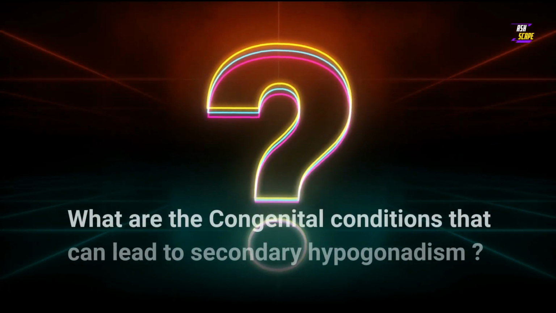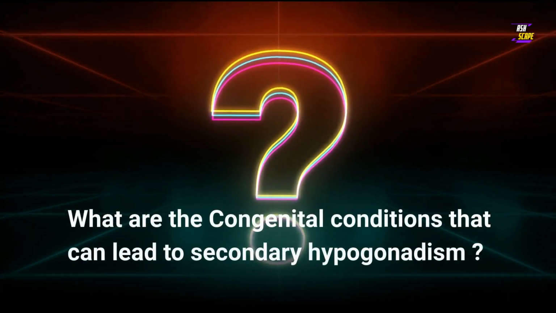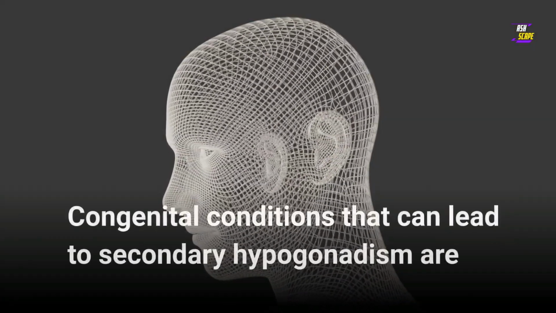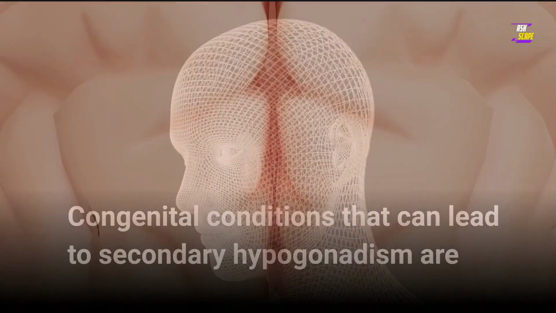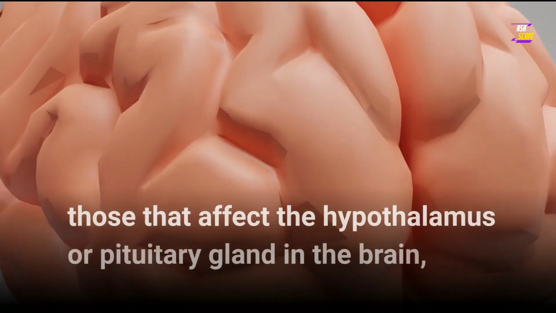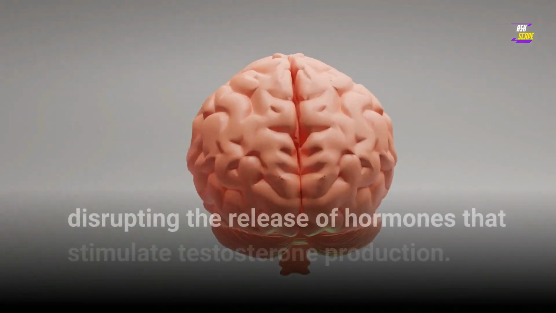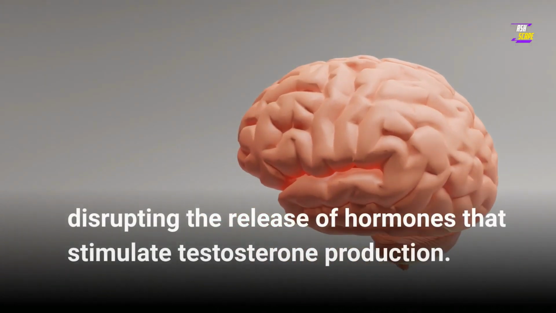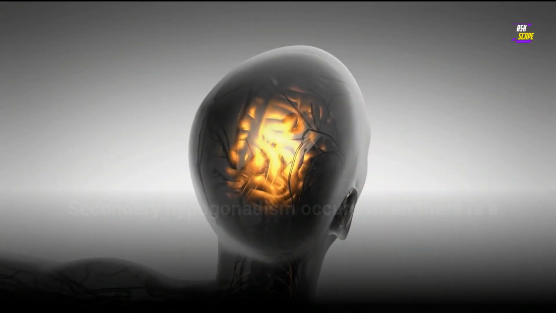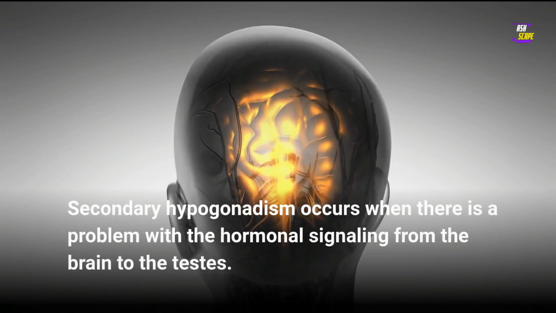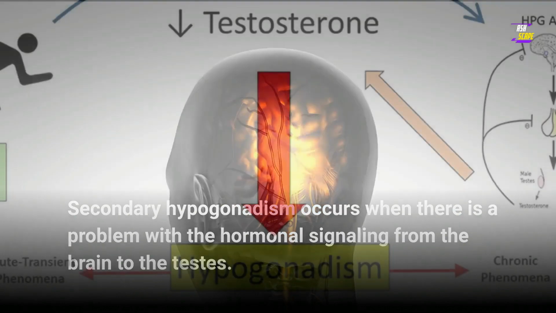What are the congenital conditions that can lead to secondary hypogonadism? Congenital conditions that can lead to secondary hypogonadism are those that affect the hypothalamus or pituitary gland in the brain, disrupting the release of hormones that stimulate testosterone production. Secondary hypogonadism occurs when there is a problem with the hormonal signaling from the brain to the testes.